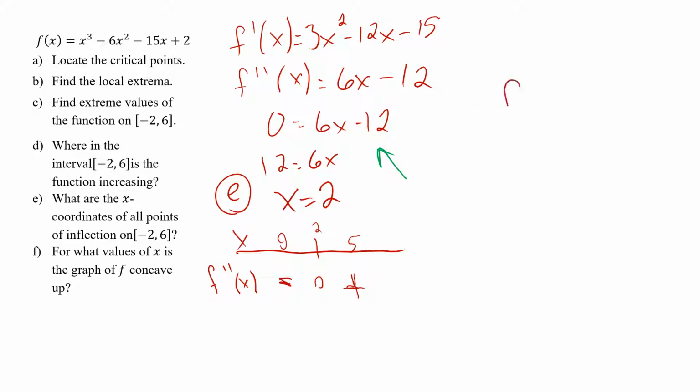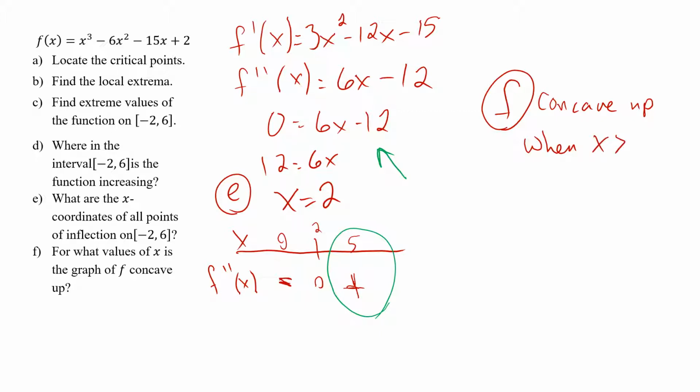And then part F we already have done. For what values of x is the graph of f concave up? Well, it's concave up when that's positive. So when x is bigger than 2. Concave up when x is greater than 2.